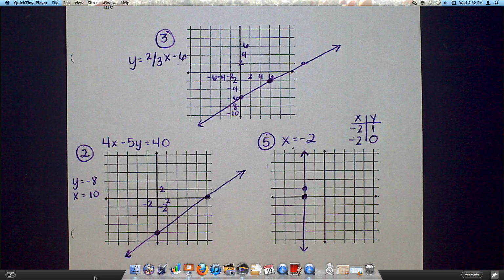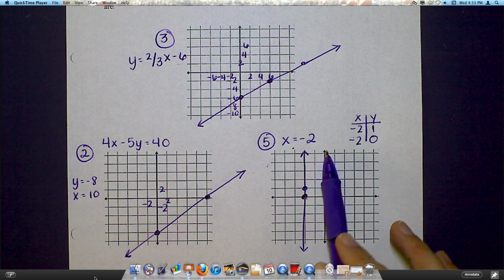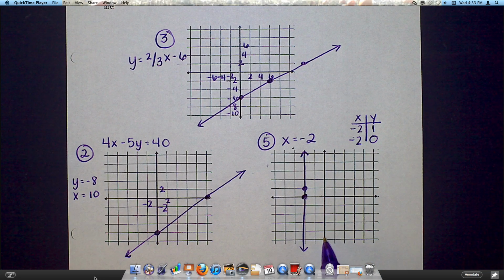By the way, looking back at number 4, that was an equation where it was just y equals a number. If you have y equals a number, that's going to give you a horizontal line. And again, you could think of that as, I know it's got to go through the y-axis, so I'm going to put the point in the right spot on the y-axis and then draw my line straight through it. Okay? That's it for the quiz review.